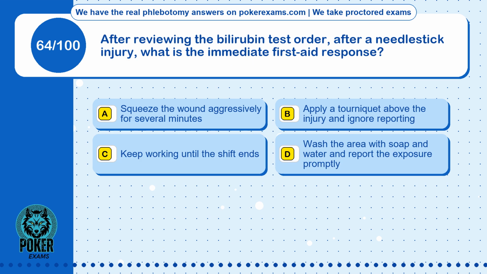Question 64. After reviewing the bilirubin test order, after a needle stick injury, what is the immediate first aid response? Option A. Squeeze the wound aggressively for several minutes. Option B. Apply a tourniquet above the injury and ignore reporting. Option C. Keep working until the shift ends. Option D. Wash the area with soap and water and report the exposure promptly.